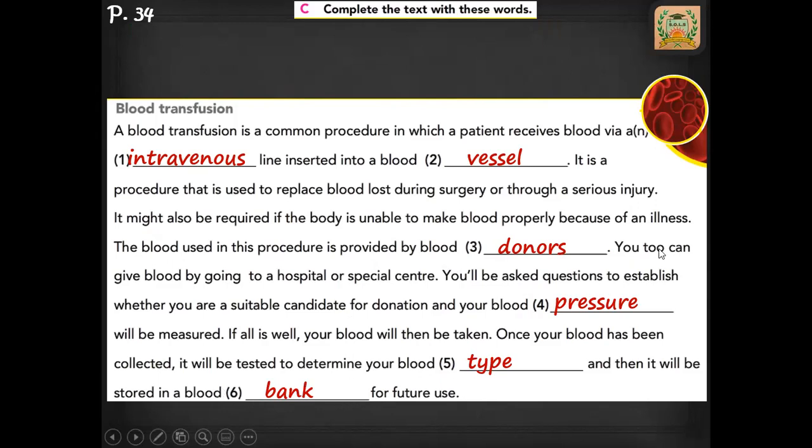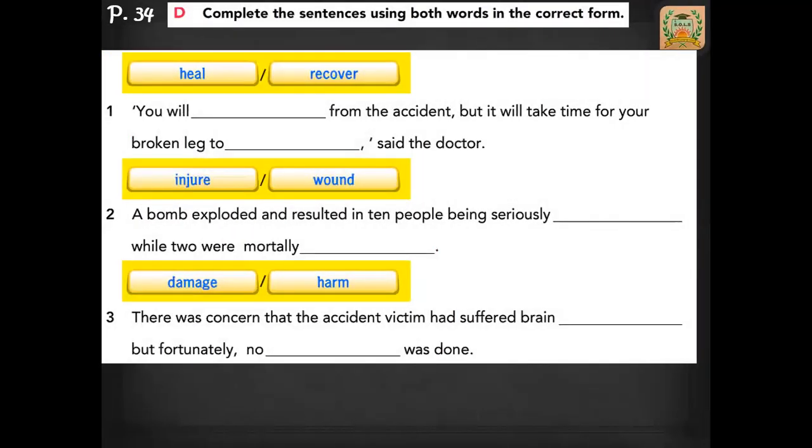I think that most of these words you have already studied before, so it's very nice. Exercise number D. Number 1, we have 2 words: heal and recover. So let's complete. You will recover from the accident, but it will take time for your broken leg to heal, said the doctor.